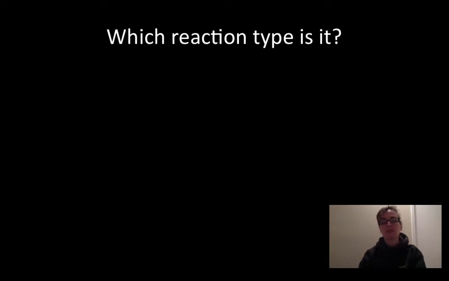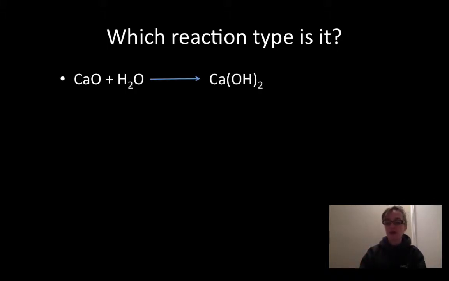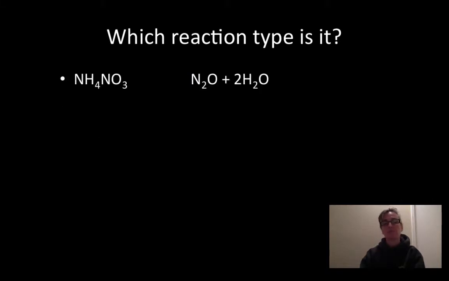I can use this understanding of the 4 different reaction types to identify an actual reaction. So if I react calcium oxide with water and form calcium hydroxide, what type of reaction is it? Well, this fits the symbolic representation of a synthesis reaction. 2 compounds reacting to form 1 new compound. So this is a synthesis reaction.